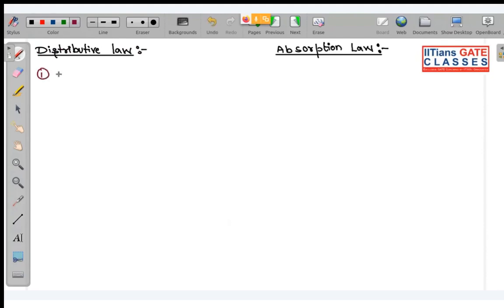So now next is what? Distributive property. What is distributive property we have? So can anyone tell me what will be this? This is very simple. This will be AB plus BC. What about this one?